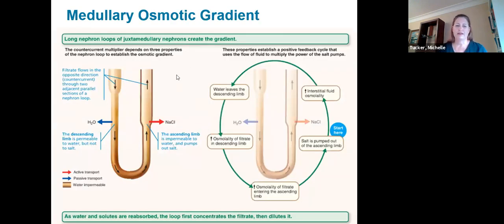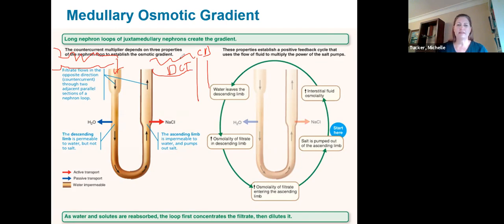In order to understand how this gradient is created, it's important to start at the ascending limb. Even though our filtrate flows from the glomerulus to the proximal convoluted tubule and then enters the loop of Henle, descending, ascending, and then comes up to the distal convoluted tubule and down to the collecting duct, this is the DCT. To understand how this works, we really need to look at this ascending limb first.